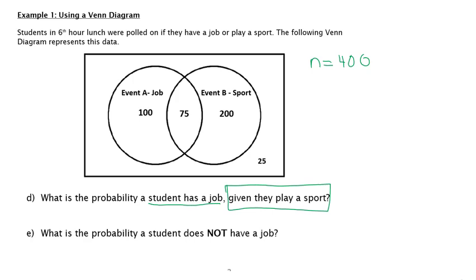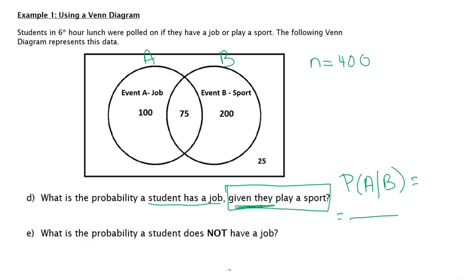So this is the same as if I knew that this was event A and event B. This is the probability of a student having a job given they are also in a sport. So the condition is they have to be in a sport first. And usually there are keywords in here, like "given that." So there are lots of different ways that you can calculate this out.